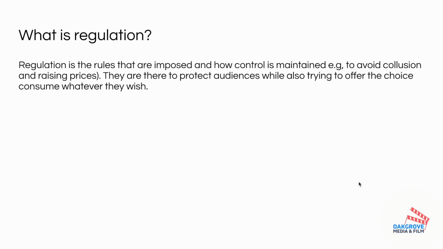The regulation is also there to protect audiences while also trying to offer the choice to consume whatever we wish. So that fine line between us wanting something but it perhaps not being so good for us. For example, watching really violent things. But if we want that, we should be able to consume that. But then regulation is also there to protect us. So it's a bit difficult, which is all what Livingstone and Lunt's theory is about, which we'll get to.